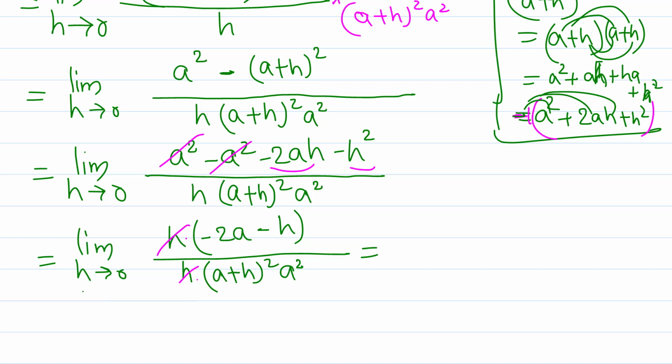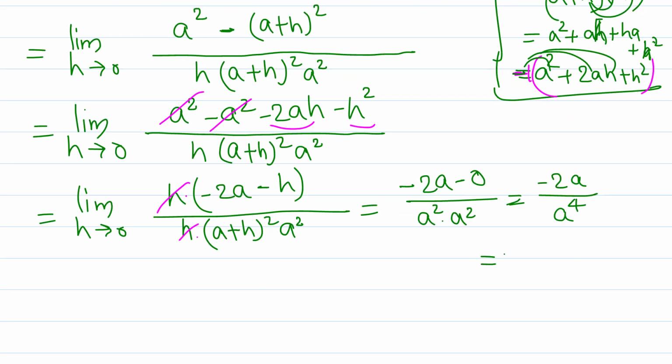Now we can simply plug in h equals 0. So negative 2a minus 0, and since I'm using h equals 0, I don't have to write the limit anymore, over (a plus 0) squared. That's a squared times a squared. And this is in fact negative 2a on the top over a squared times a squared, a to the fourth, on the bottom.